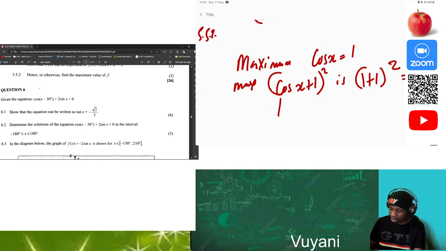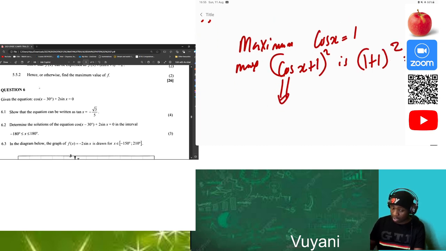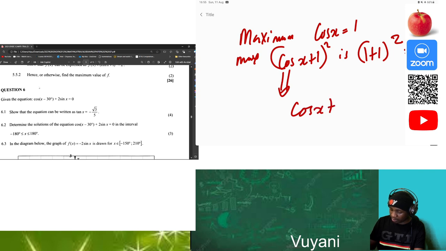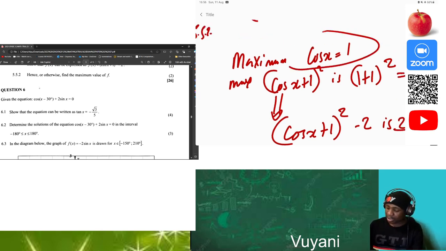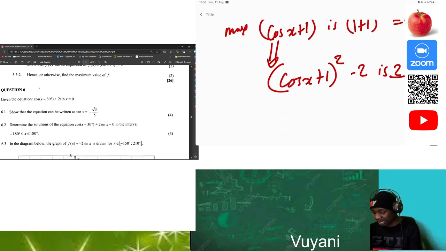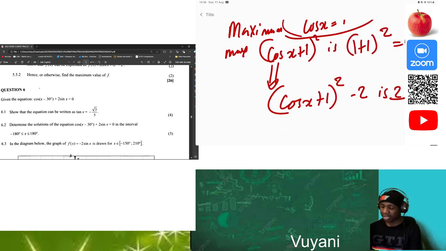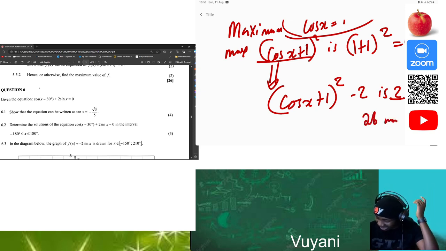But in our instance, we are given cos of x plus 1, as we have solved there, squared minus 2, which is equal to 2. So that will be our answer there. So the maximum is at cos x equal to 1, and breaking it down, 1 plus 1, then we get squared there, then we get the 4 over there, so that we can get the answer which we finally want. If you resolve this question, then of course after that you get your 26 marks.